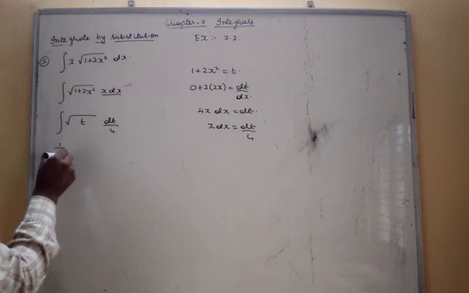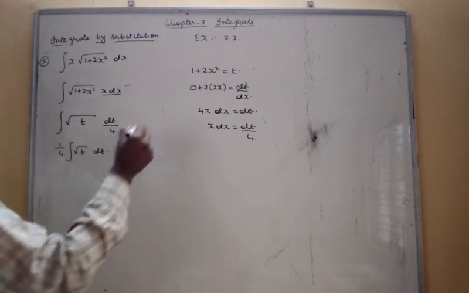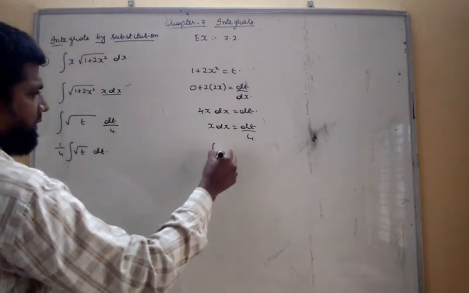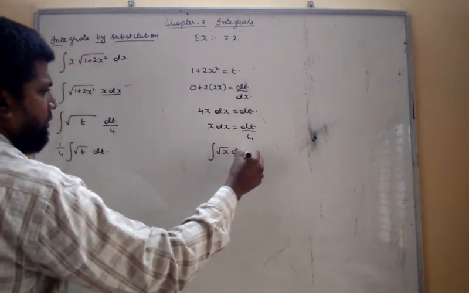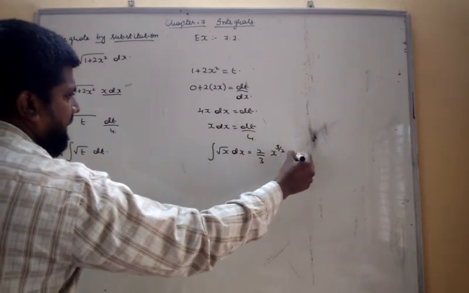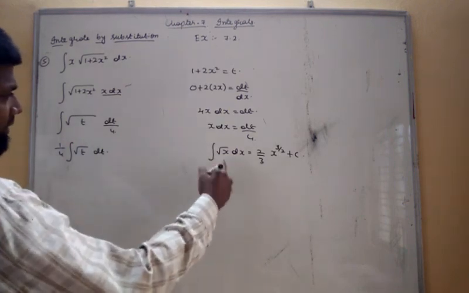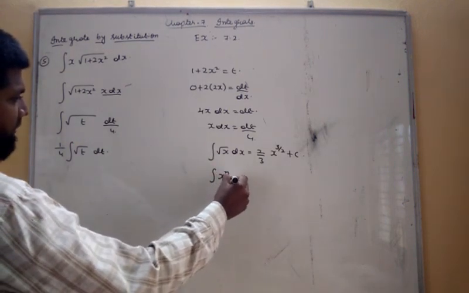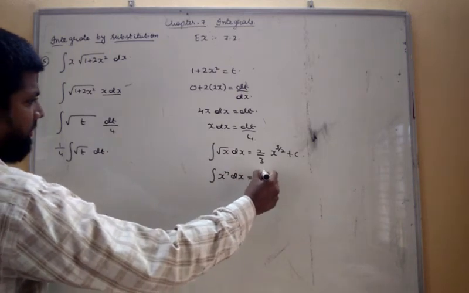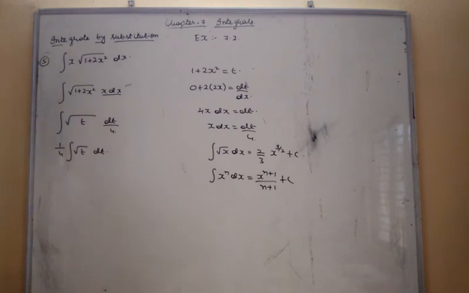So 1 by 4 is a constant, integration of root t dt. You know the formula, integration of root x dx is equal to 2 by 3 x to the power of 3 by 2 plus c. You can apply it directly, or you can convert root x to the exponential form x to the power of n and apply the formula x to the power of n plus 1 by n plus 1. If you remember it directly, you can apply that formula.